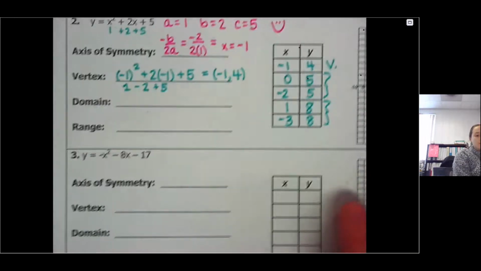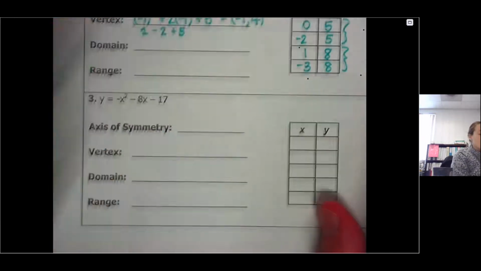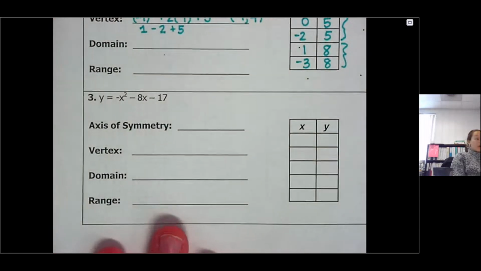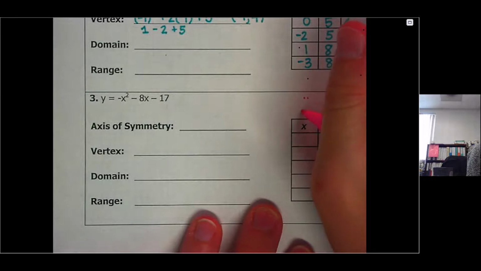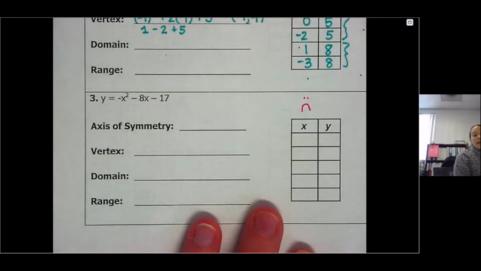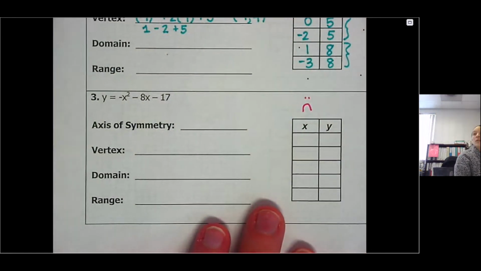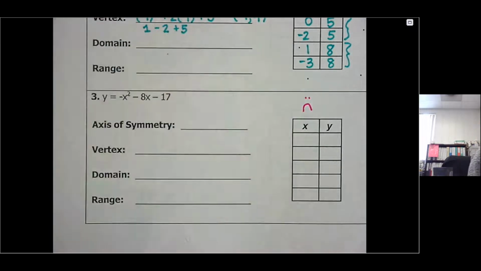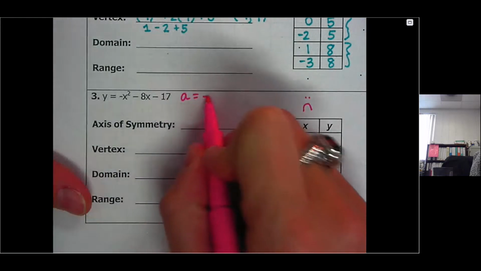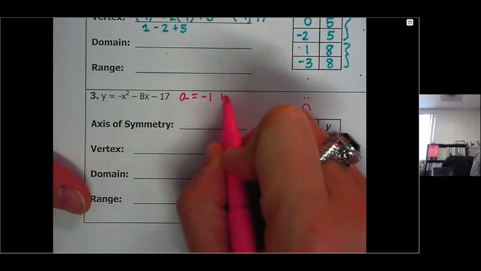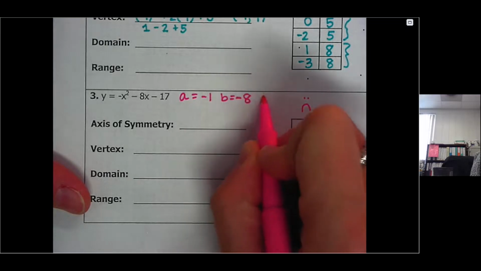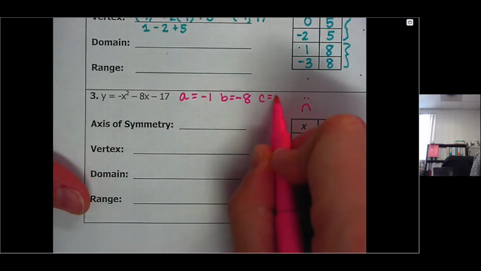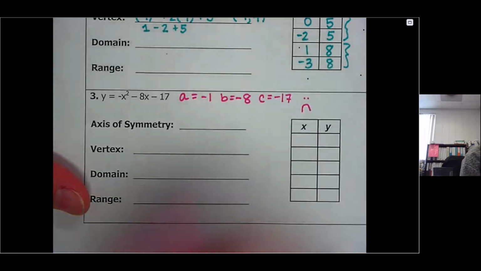Number 3. Sad graph. Definitely a sad graph. Good. So let's make a sad face. Sad graph. Brown's going down. All right, what should I do first? A, B, and C. What's your A value? -1. What's your B value? -8. And what's your C value? 17.